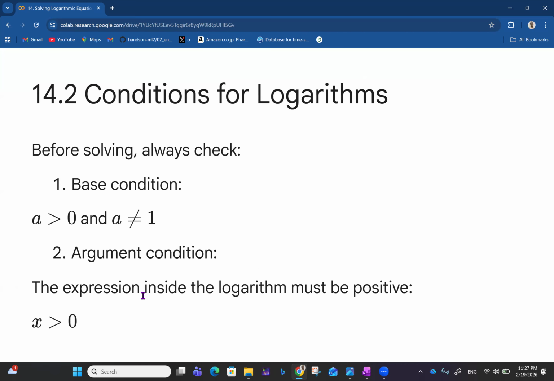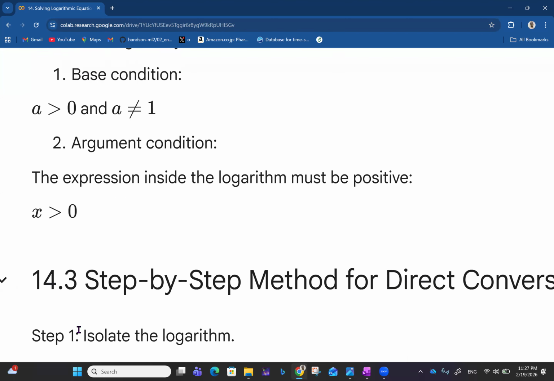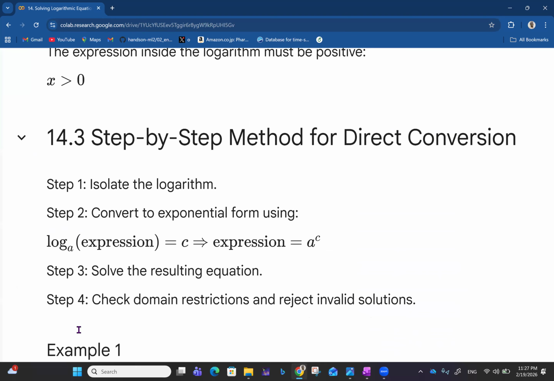Then we have the argument condition. The expression inside the logarithm must be positive. You can't take the log of a negative number; it does not exist. So log cannot take a negative argument. The answer will be undefined. So whatever the expression is, like in the case of log x base a equals c, x has to be positive by all means. That's one of the conditions of logarithms that we've seen already.